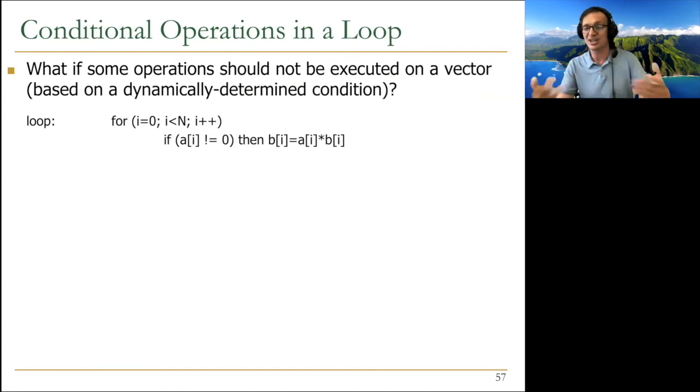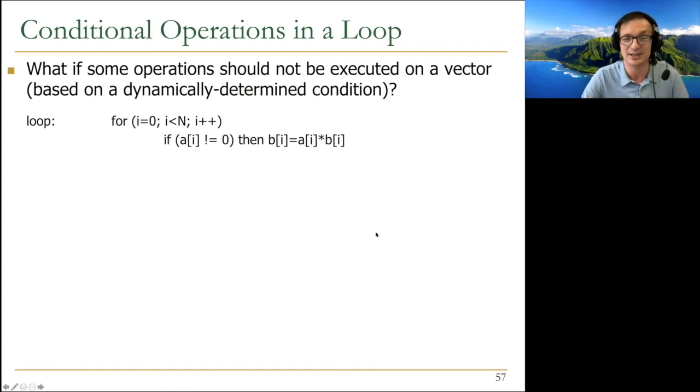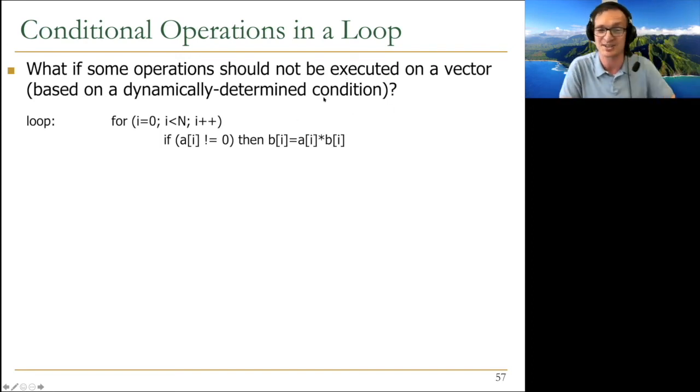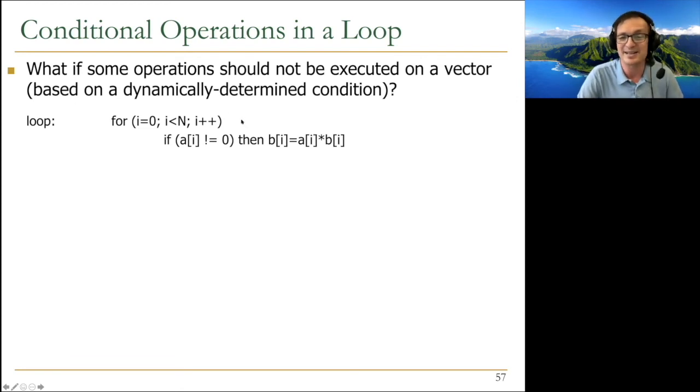Okay, now we're generalizing. Let's talk about conditional operations in a loop. What if some operations should not be executed on a vector based on a dynamically determined condition? We actually saw the vector mask register, right? And again, this is an example. For example, we're iterating up from 0 to n. If the element that we're examining, A[i], is not 0, then we do the multiplication A[i] times B[i] and store the results in B[i].